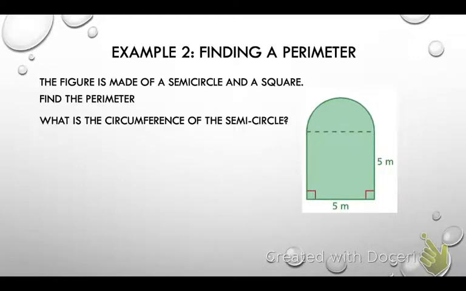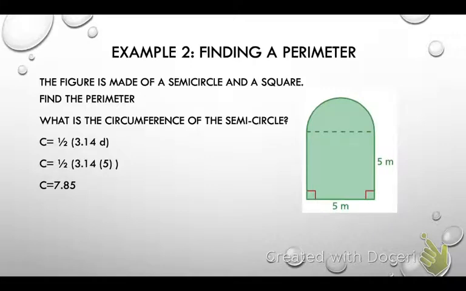Okay, so first I want to know, what is the circumference of my semicircle? Well, if I look at the bottom, I know that the diameter of that semicircle is 5, and I know my formula: circumference equals 1/2 pi d. Because it's a semicircle, not a full circle, I'm using 1/2. If I plug all those numbers in, and you can use your calculator, I get 7.85 for my semicircle.